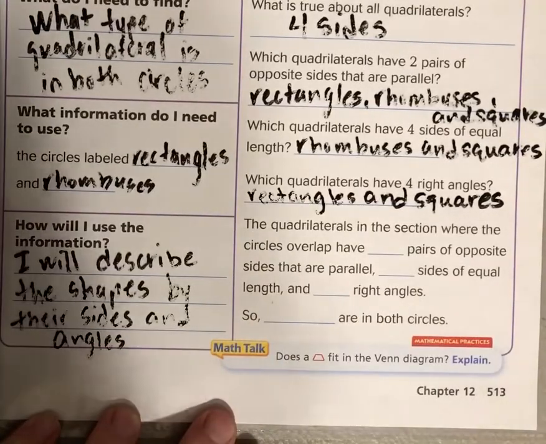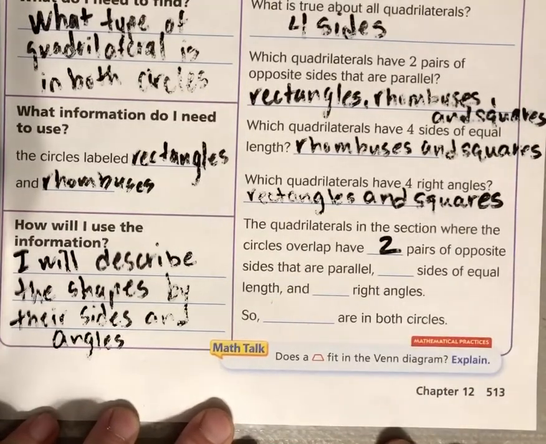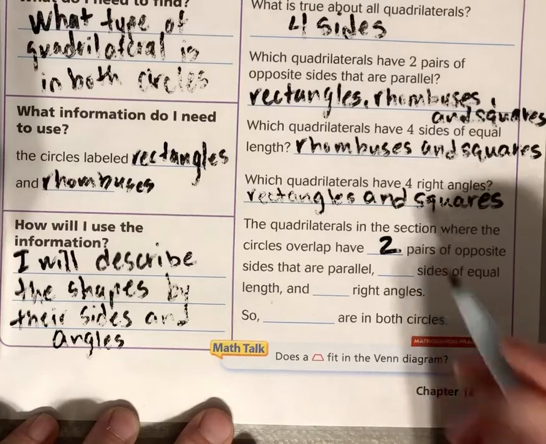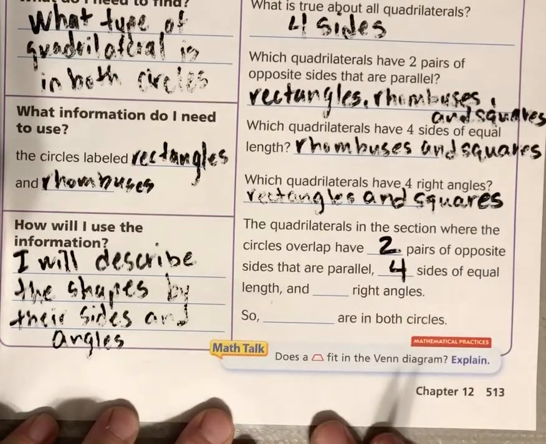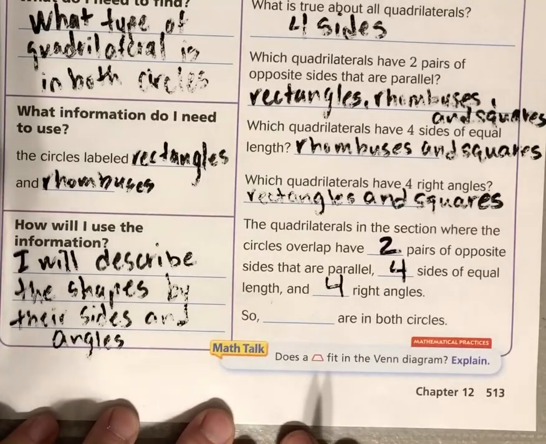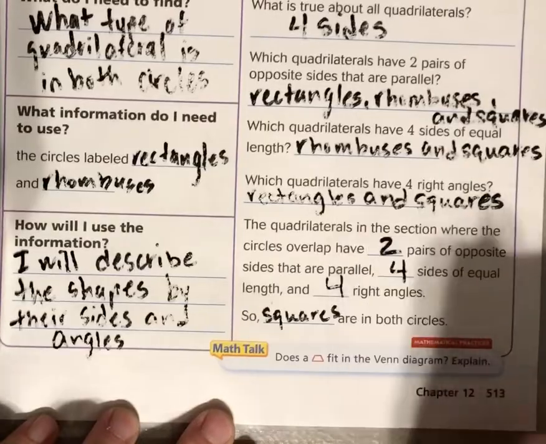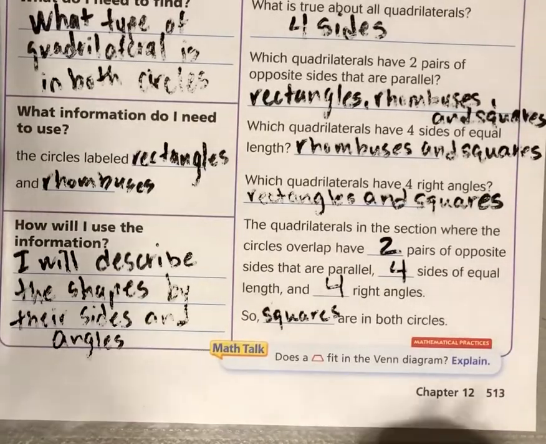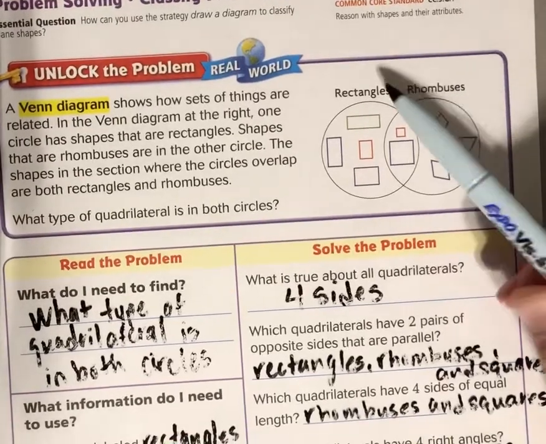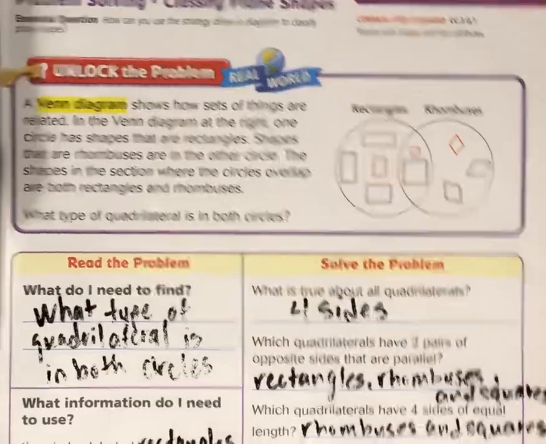The quadrilaterals in the section where the circles overlap have two pairs of opposite sides that are parallel, four sides of equal length, and four right angles. So, squares are in both circles. And if we look back up here and we look in both circles, there are two squares in the middle section.